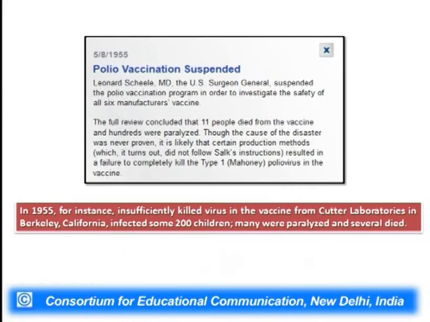Unfortunately, it had to be suspended that year itself because Leonard Scheele, an MD and the US Surgeon General, suspended the polio vaccination program in order to investigate the safety of all 6 manufacturers' vaccines. The full review done by Scheele concluded that 11 people died from the vaccine and 100 people were paralyzed. Though the cause of the disaster was never proven, it is likely that certain production methods, which turned out not to follow Salk's instructions, were the cause of disease in a few of the subjects.